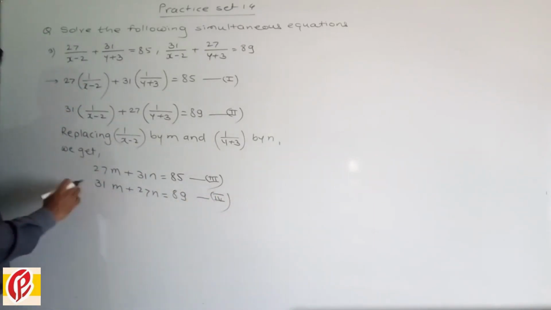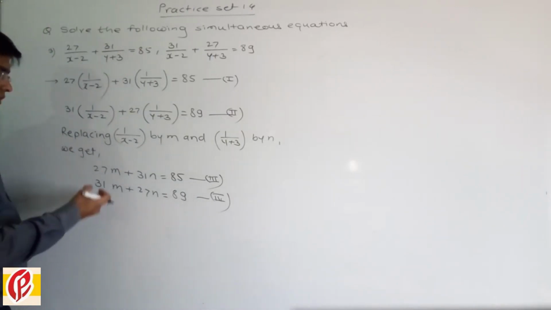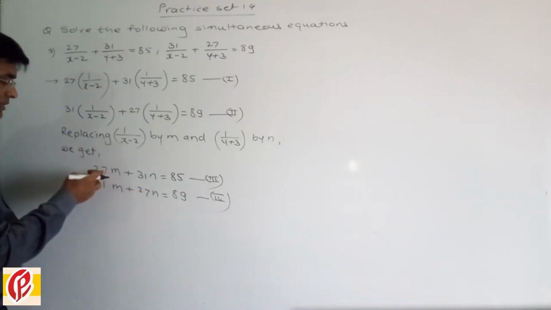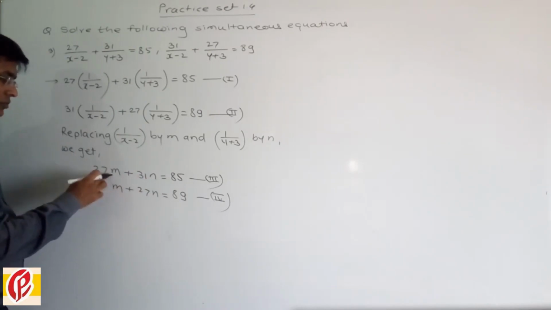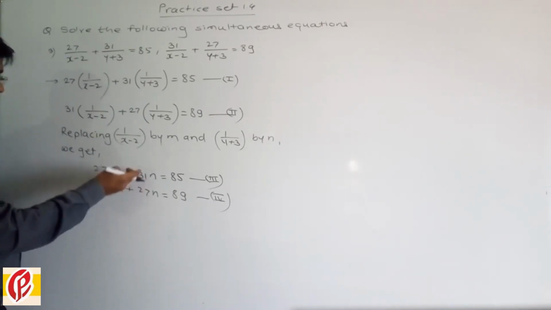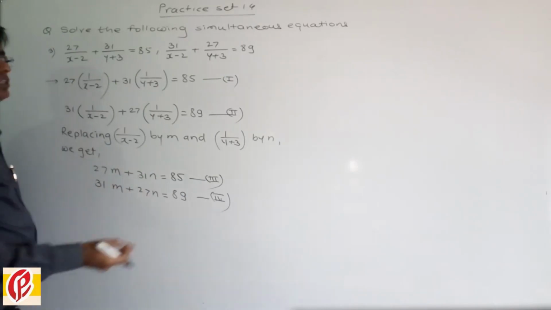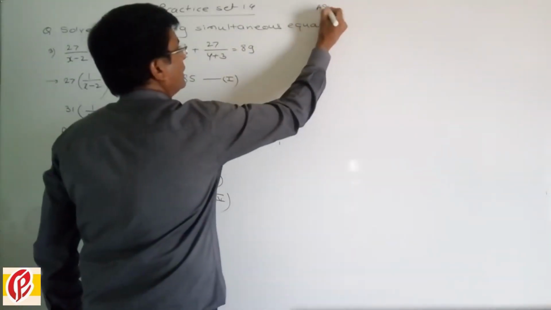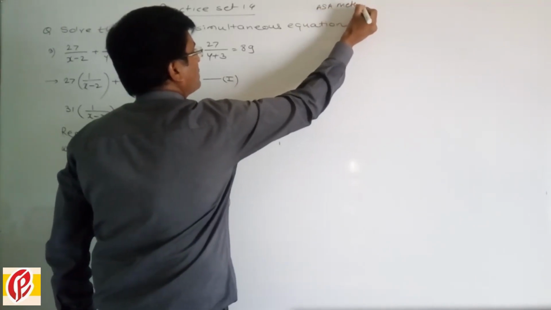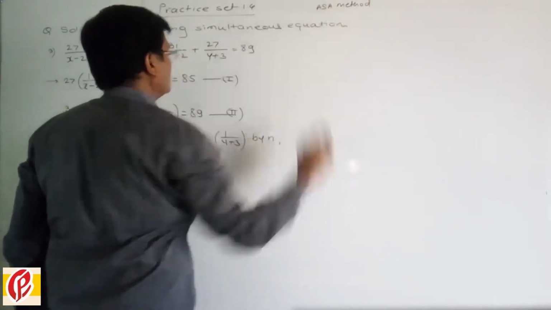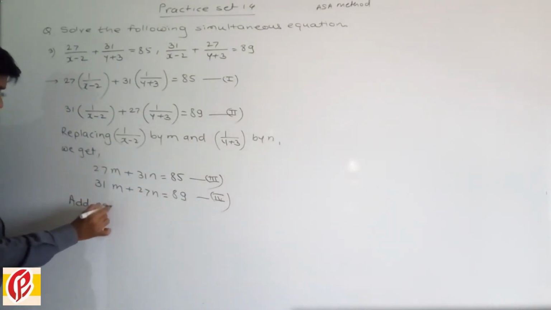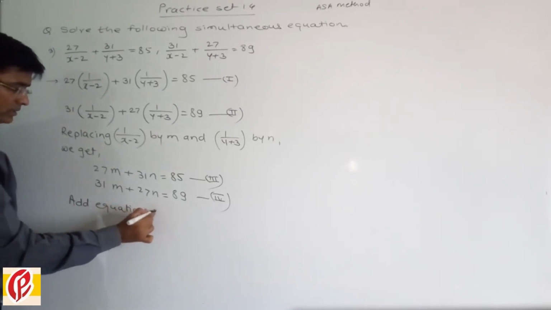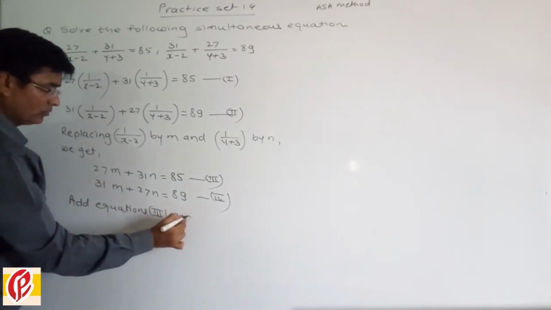So if you observe these two equations, what will you see? You will see the coefficients are interchanged. Here is 27m, here is 27n. Here is 31n, here is 31m. So what is the step? If the coefficients are interchanged, which method do we use? We use the ASA method. ASA method means what? Addition, subtraction, addition. So what do we do? First add equations 3 and 4.